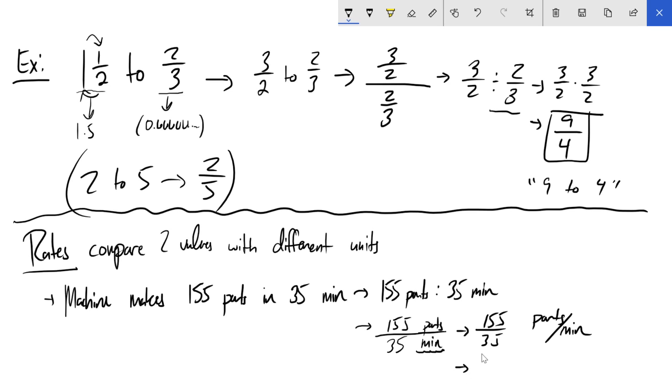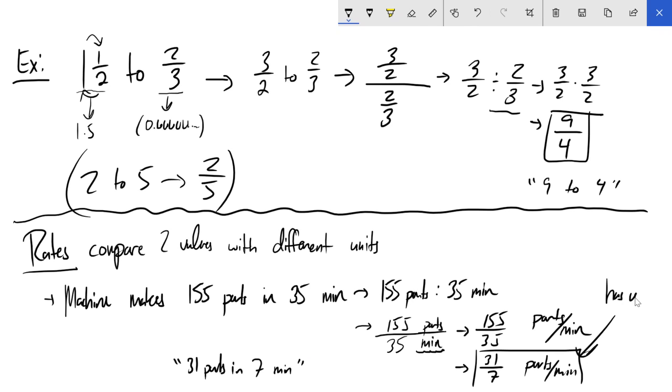This one happens to be reducible because they're both divisible by 5. If you divide 155 by 5, it's 31. 35 divided by 5 is 7. So it's 31/7 parts per minute. In other words, 155 parts in 35 minutes is the same as saying 31 parts every 7 minutes. It's the same ratio, or the same rate, but my final answer has to have units, because I'm comparing two different things with different units.